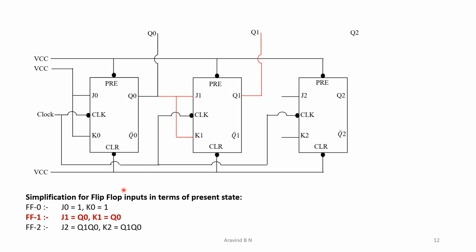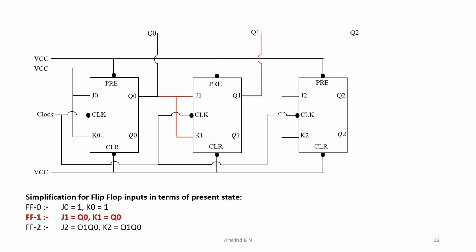Next one, realizing for flip-flop 1, that is J1 and K1. J1 is equal to Q0 and K1 is equal to Q0. So we have a common input. Therefore, we can short J1 and K1, and they are connected to Q0. Q0 is the output from the first stage, and that is what is being connected over here.